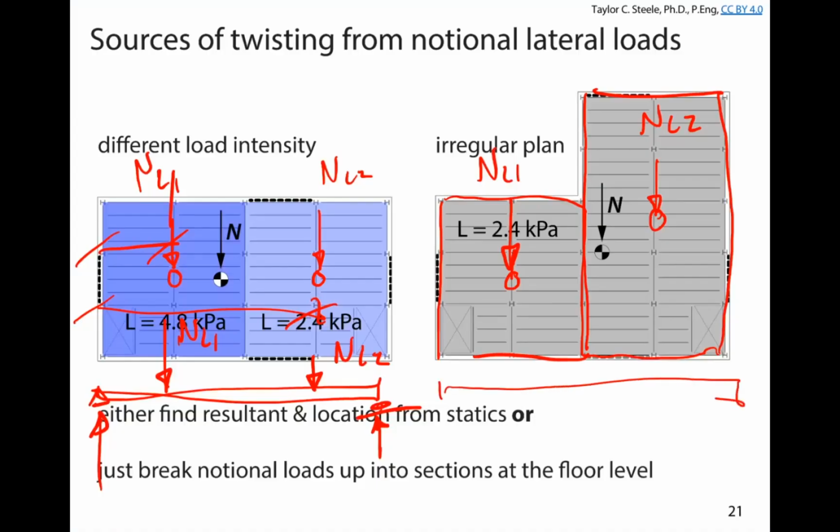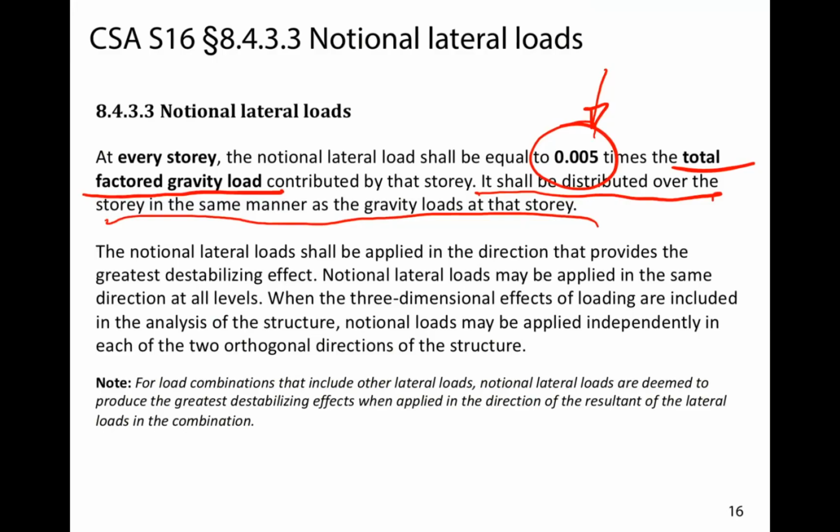Whoops, I'm going ahead a little bit by accident. We could say here is the pin and roller, here's the NL1, here's the NL2, and get a slightly bigger reaction on the right-hand side that goes to the brace frame, a slightly smaller reaction on the left-hand side that goes to the brace frame. Okay, so different load intensities will change the location of the notional lateral load. And an irregular floor plan will change the distribution of the notional lateral load. And as long as you account for that, then you're satisfying the statement here that the notional lateral load shall be distributed over the story in the same manner as the gravity loads at that story.